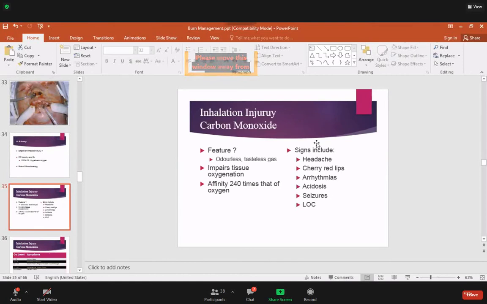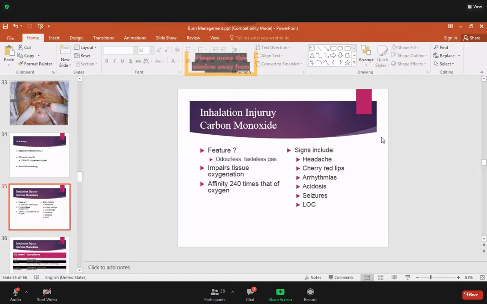Carbon monoxide is an odorless, tasteless gas, and it forms because of burning, where carbon dioxide is replaced by carbon monoxide. Why does a patient develop carbon monoxide poisoning? Because carbon monoxide has more affinity than oxygen for hemoglobin. So if a person is exposed to carbon monoxide for a period of time, the carbon monoxide replaces oxygen and binds with the hemoglobin, and the patient develops CO toxicity.